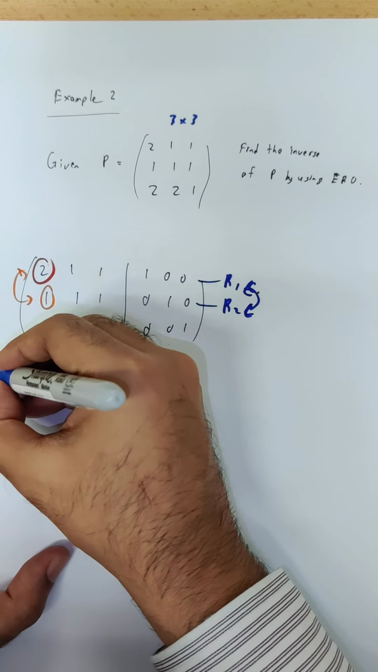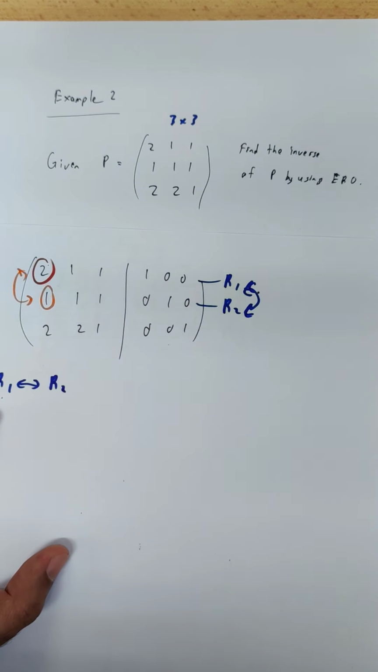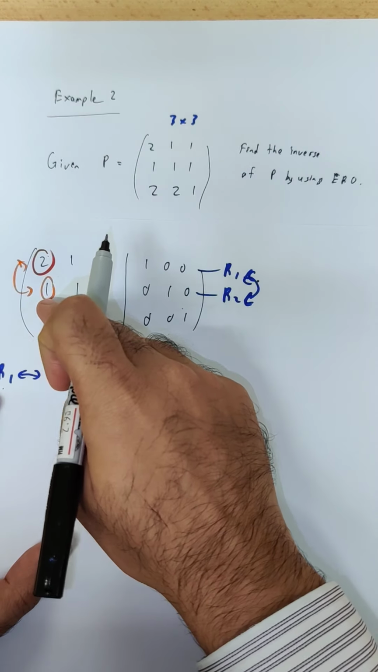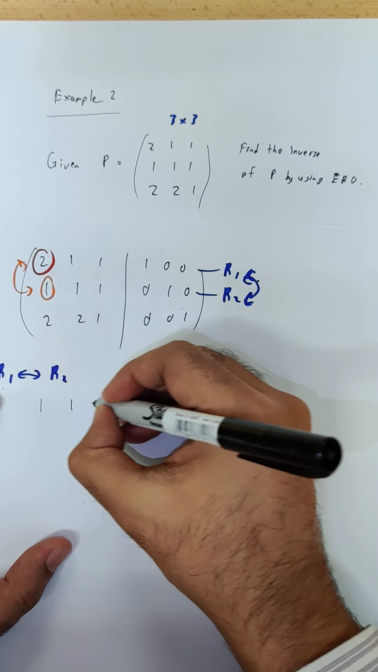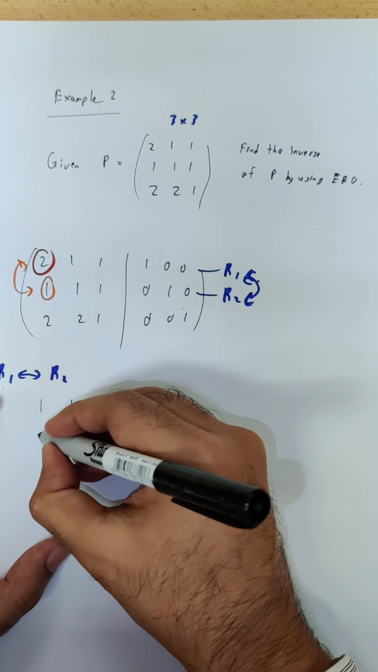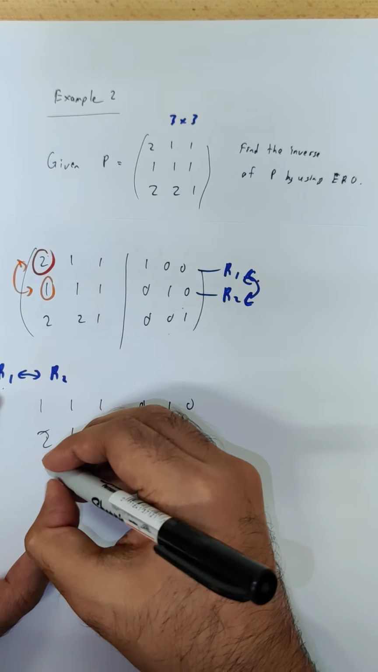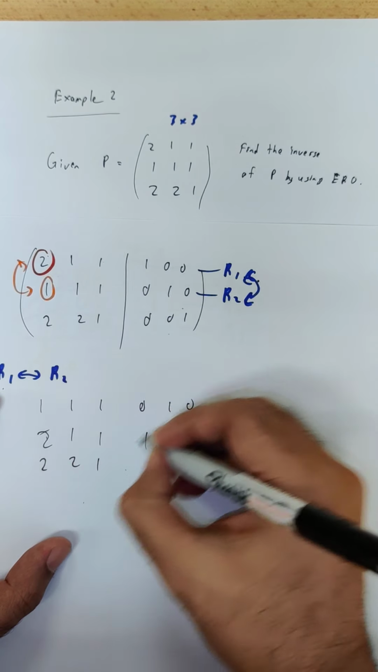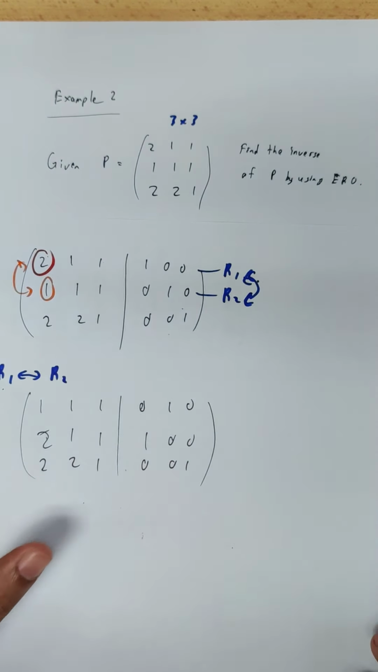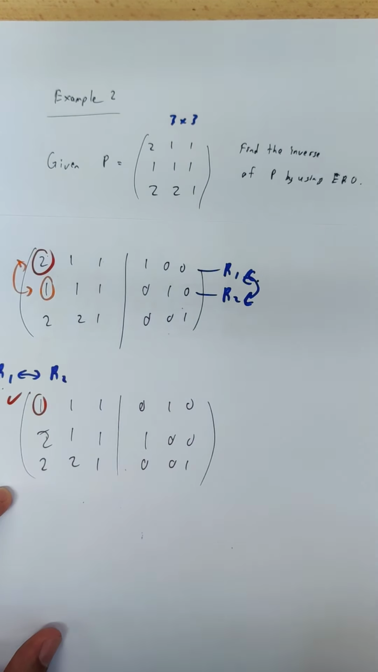Okay, so how do we write it down? Row 1, I switch with row 2. So we write those again. Your row 1 now becomes your row 2, so 1 1 1 0 1 0, and your row 2 becomes your row 1, 2 1 1 1 0 0, and your row 3 remains as it is. Are you guys okay? Hopefully. So firstly, we managed to get this one into 1, so job's done.